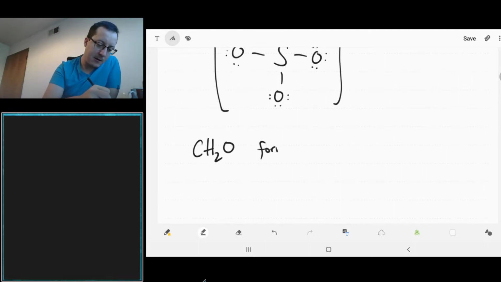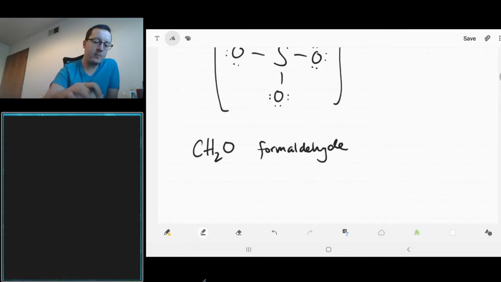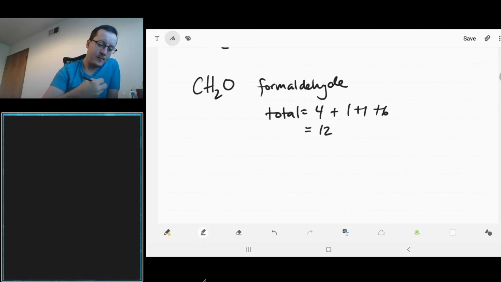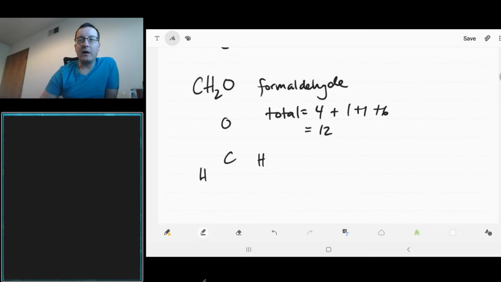Let's do formaldehyde. The total valence is 4 plus 1 plus 1 plus 6, which is 12. Carbon in the middle. I wanted to do this example to show you that you can have outer atoms that are different. They don't all have to be the same. Typically, if something is given to you like this, it means that all of these are connected to the central atom.